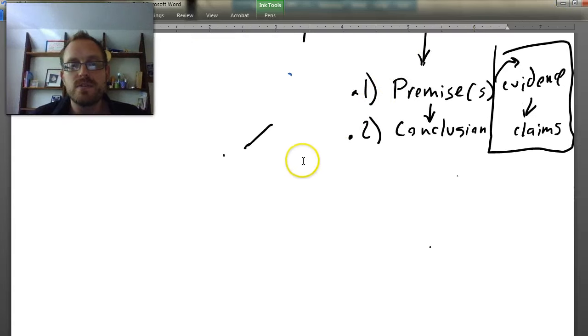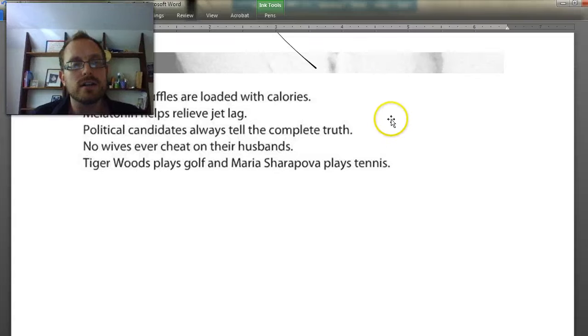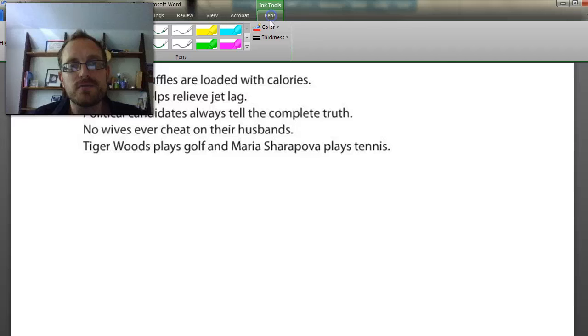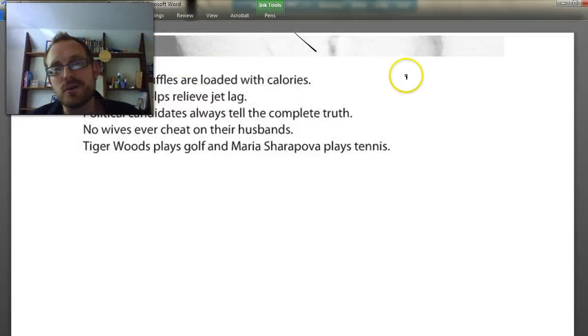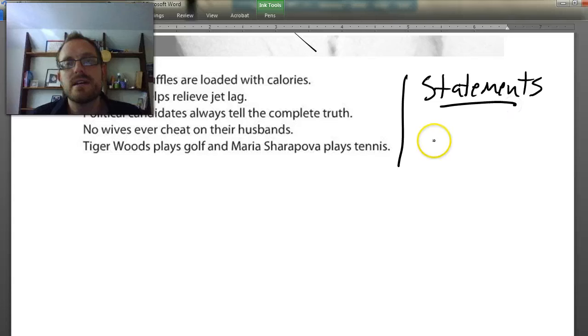Okay, so let's move down here and make another distinction. These are all claims, right? But these are not arguments, right? In order to fully understand what arguments are, we have to also look at what are not arguments. These are merely statements. And you combine statements together to create arguments, right? And you can see here's a number of them.